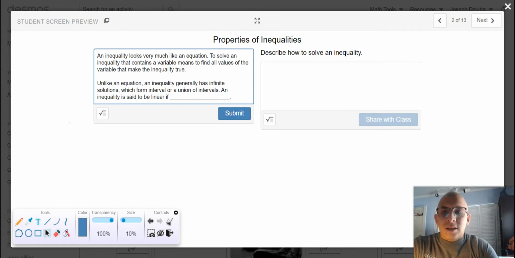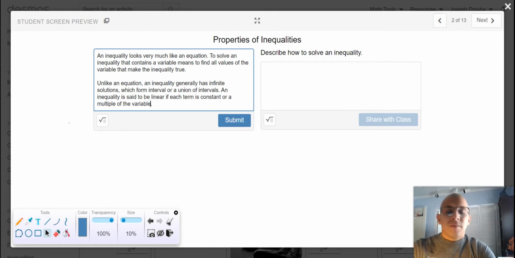We would say that an inequality is said to be linear if each term is a constant or a multiple of the variable.